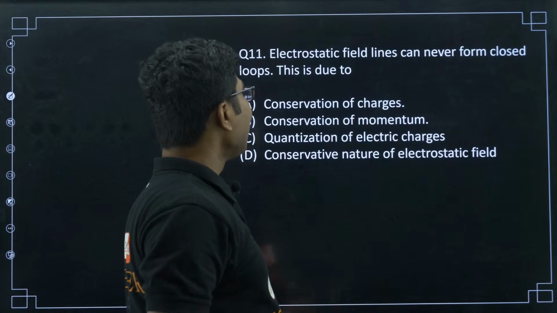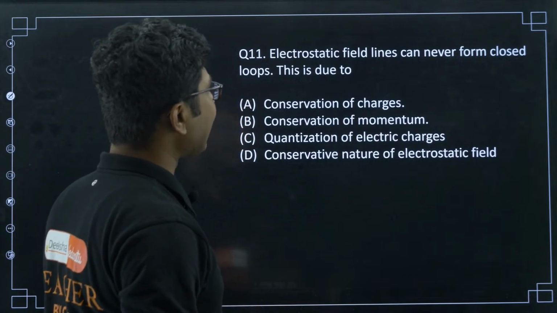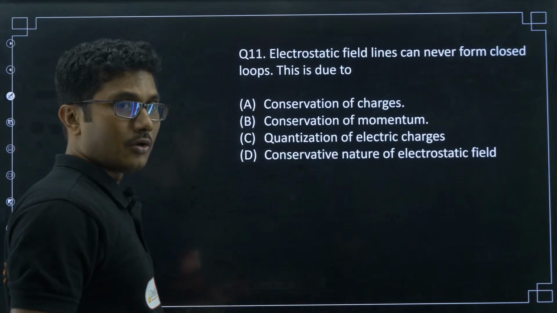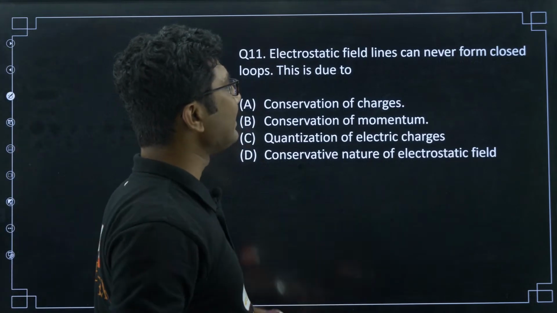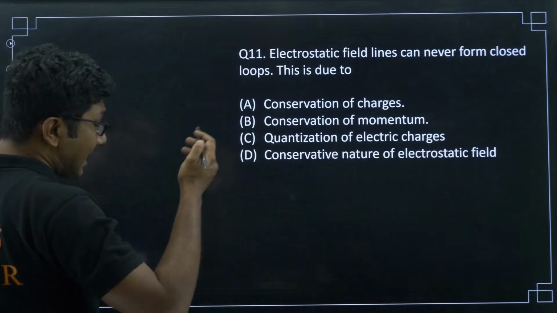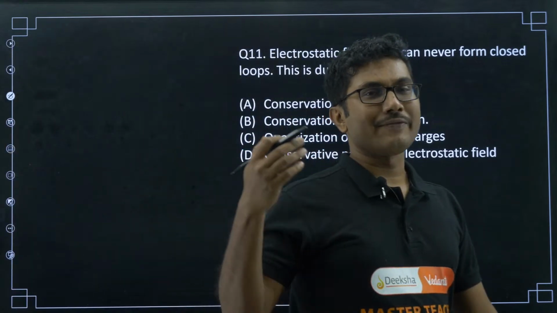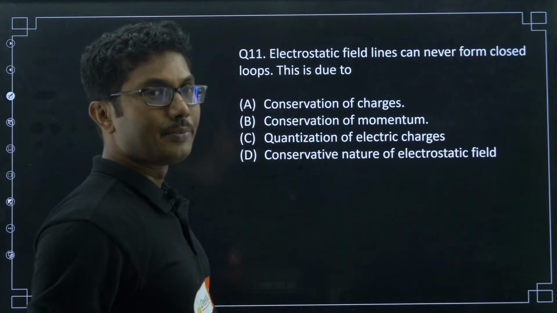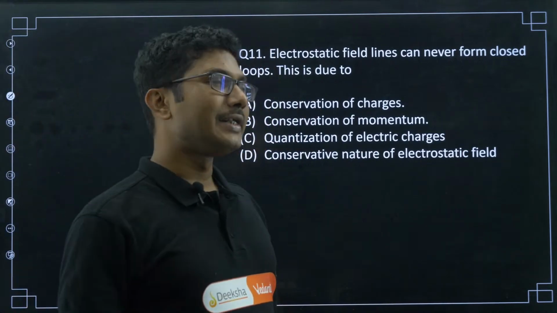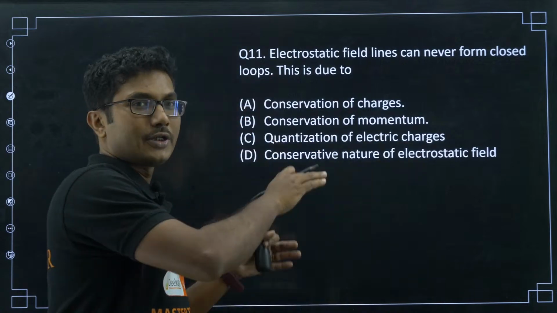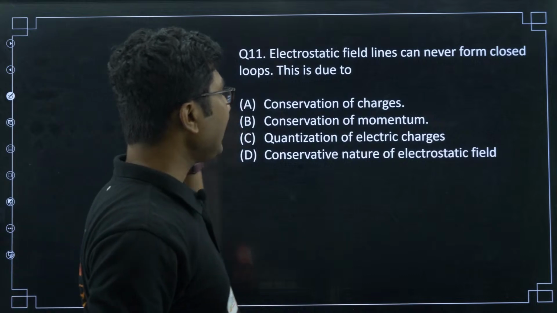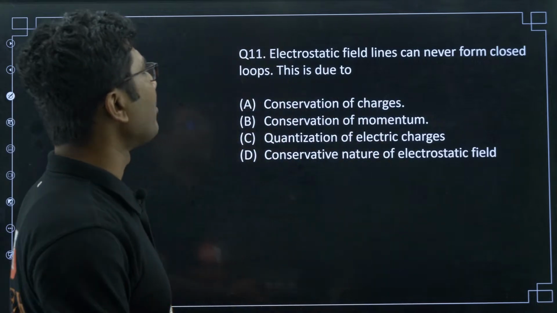Question number 11. Electrostatic field lines can never form closed loops. This is due to, okay, very interesting question. Electric field lines can never form closed loops. If you have seen the magnetic field chapter, there we have seen that magnetic field lines form closed loops. There is a specific reason to it. This is actually the opposite question to that. If you know the answer for that, you can answer this.